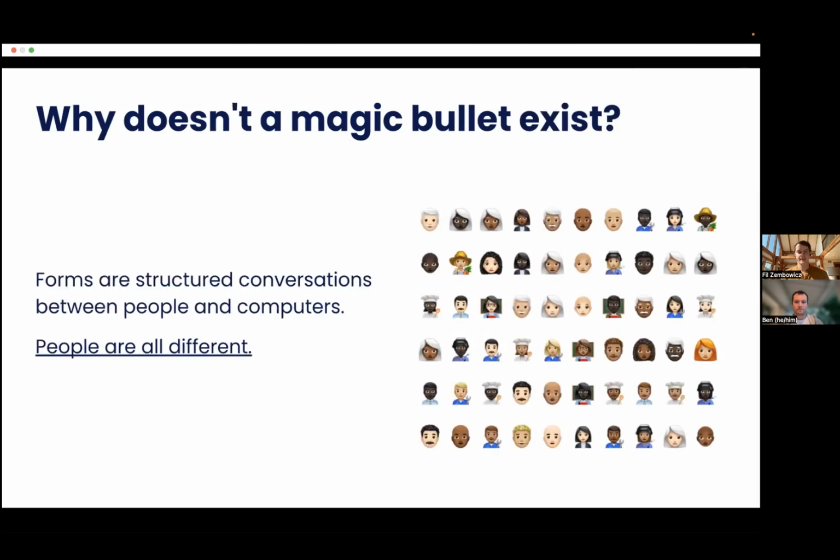And the reason is that people are all different, right? If you think of forms as the way we like to think about them, as a structured conversation between people and computers, people are all different. You might have people who are very familiar with your product and are at your form flow just to take care of some administrative task. They may already be users of yours. And that's a very different persona with very different goals, very different motivations than someone who doesn't know what your product is and maybe just clicked an ad on Instagram and ended up in a form flow, right?